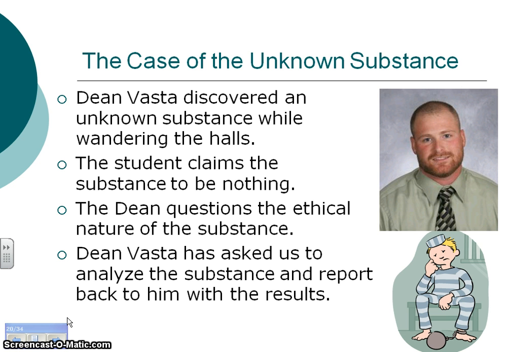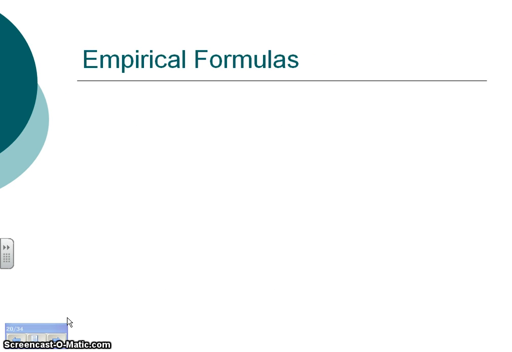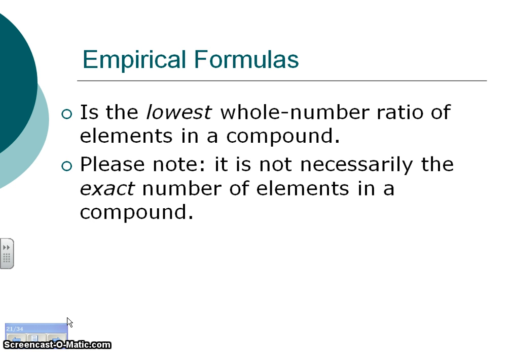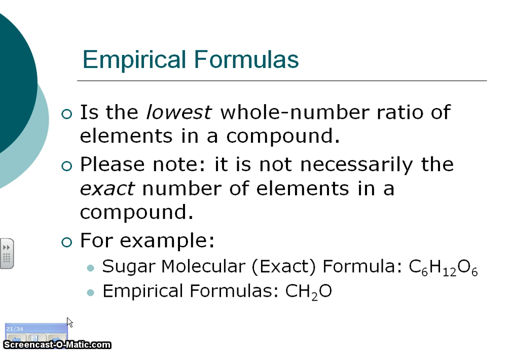And basically, once we analyze the substance, what we do with the results is what you're going to have to learn how to do tomorrow in class. And it all revolves around this idea of empirical formulas. Now, we've already talked about empirical formulas previously, and empirical formulas are the lowest whole number ratio of elements in a compound. And it's not necessarily the exact number of elements in a compound, all right, but it's the lowest whole number ratio of a compound.